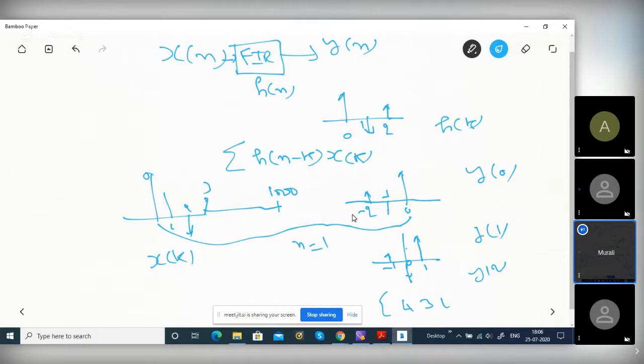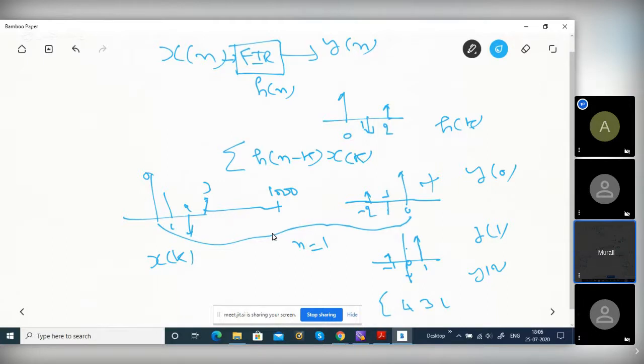You slide h of k in the signal direction. This h of k is going in this direction. The signal is constant like this, but h of k is moving and aligning with the different input samples. Three samples of the input will align and there is an output. Are you able to visualize this? Yes. Nice. Is it clear?